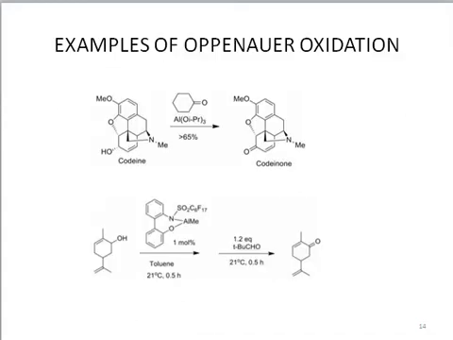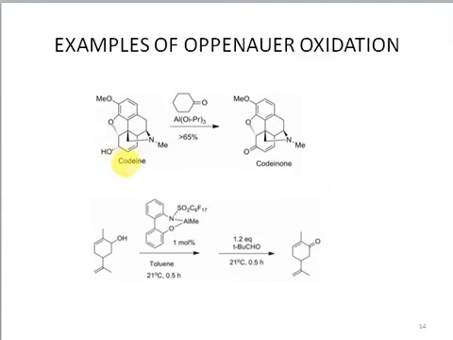The limitation of the Oppenauer oxidation is that we can only convert the secondary alcohols to ketones. So this reaction is not applicable for the primary alcohols. However, the advantage of this reaction is that if you have very complicated structures, with a lot of functional groups, then you can use this Oppenauer oxidation, and it does not affect any other functional group except the secondary alcohol.